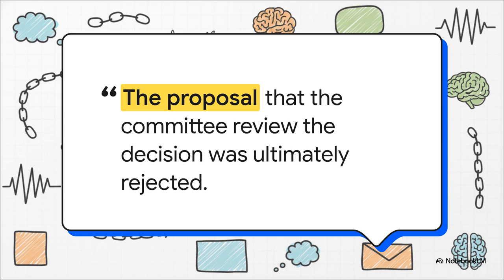Listen closely to this extremely dense, high-stakes corporate sentence. The proposal that the committee, which was appointed last year to evaluate whether the regulations should be amended, review the decision was ultimately rejected. Wow, right? That is a heavily loaded, high-impact sentence. This level of extreme subordination can honestly feel completely overwhelming. Just imagine an entire merger collapsing all because of misunderstood syntax. But this is exactly why this explainer is so crucial for you. You absolutely need to master this skill to comprehend complex academic and legal texts.